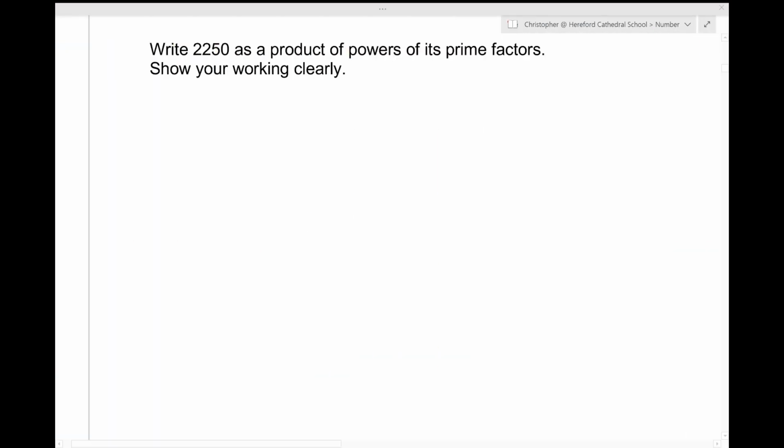Question 1. Right, let's read that question carefully. I need to write this number as a product of powers of its prime factors. So I'll need to use powers in my answer, and I need to show my working clearly, so I can't simply use a calculator to give me the answer. So I'm using a factor tree here.